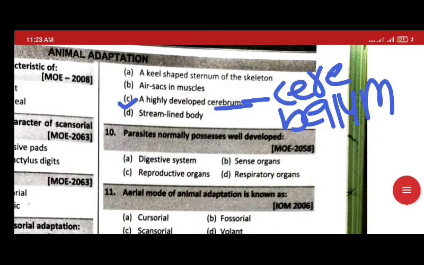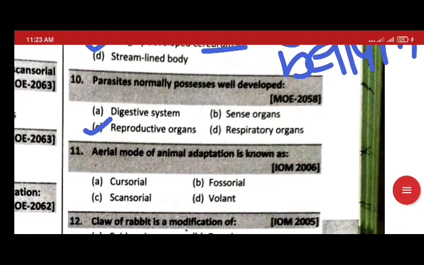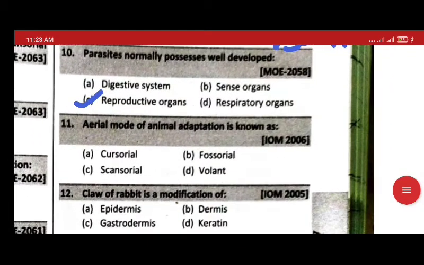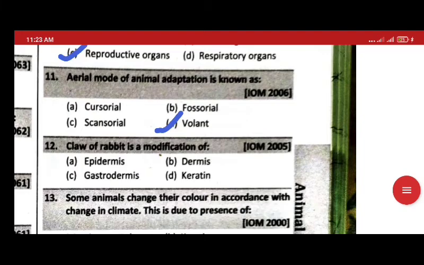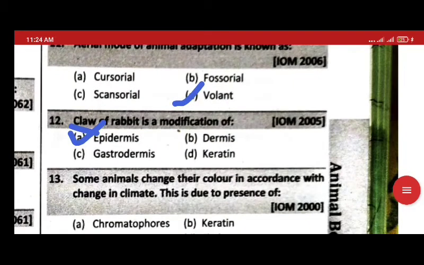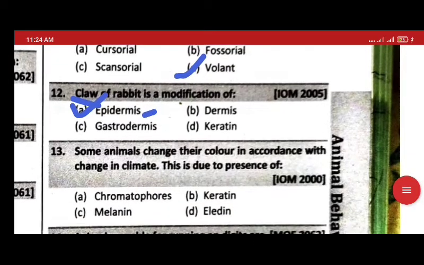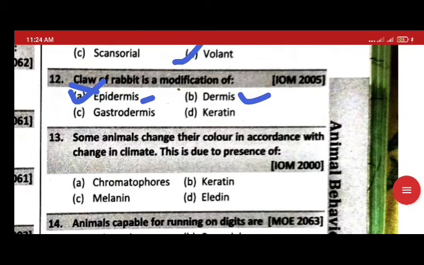Now number 10. A parasite normally possesses well developed reproductive organs, so they can make their copies. Now aerial mode of animal adaptation is found in. Aerial is for volant, that is bird. Number 12: claw of rabbit is a modification of. So you can only say epidermis, because claw is on the hand and the hand is from epidermis, and if there should be hair, then dermis. So in dermis for hair.